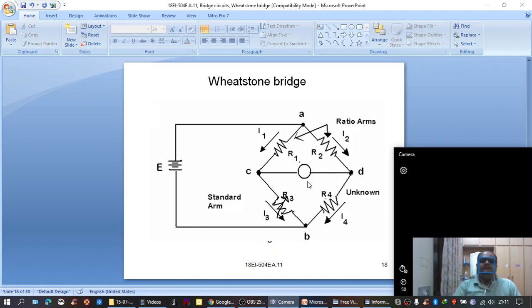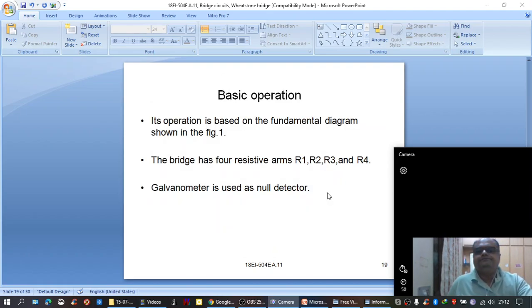So at that condition, when the bridge is balanced and the null detector is showing 0, we can write the unknown value expression as Rx is equal to R2 R3 by R1. So straight away we can find out the value of unknown resistance Rx.